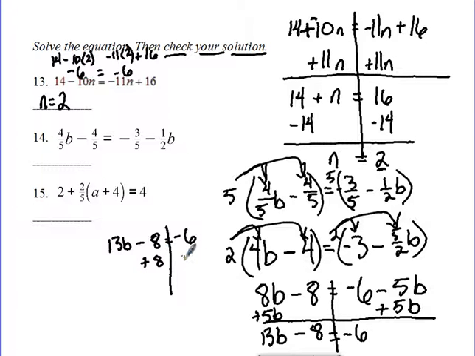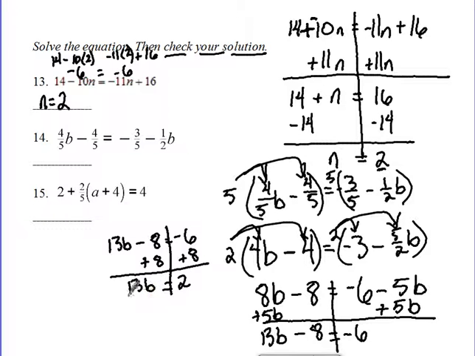And if you add 8 to one side of the equal sign, you've got to do the same thing to the other side of the equal sign, otherwise they're not equal anymore. We need to make sure they stay equal, so everything we do to one side, we do to the other side. 13b minus 8 plus 8, 13b plus 0 is still 13b, and negative 6 plus 8 is 2.